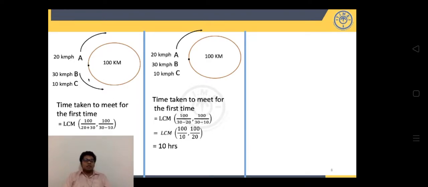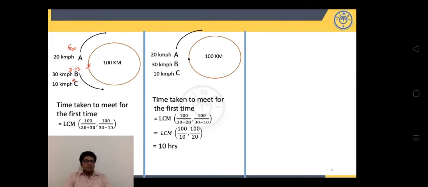So in that case, what is the logic? Let's take two people alone, say A and B. Now let's forget about C. A in this direction, B in this direction, first time at the starting point. A will come to the starting point every 5 hours, because the distance is 120 km per hour. B will be at the starting point every 100 by 30, which is 3.33 hours.